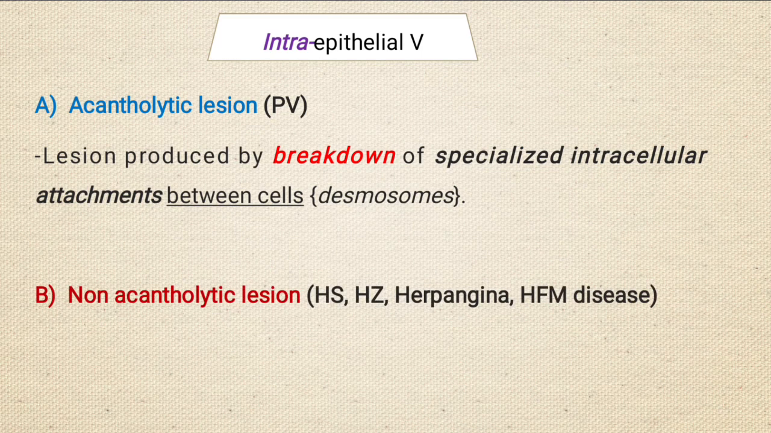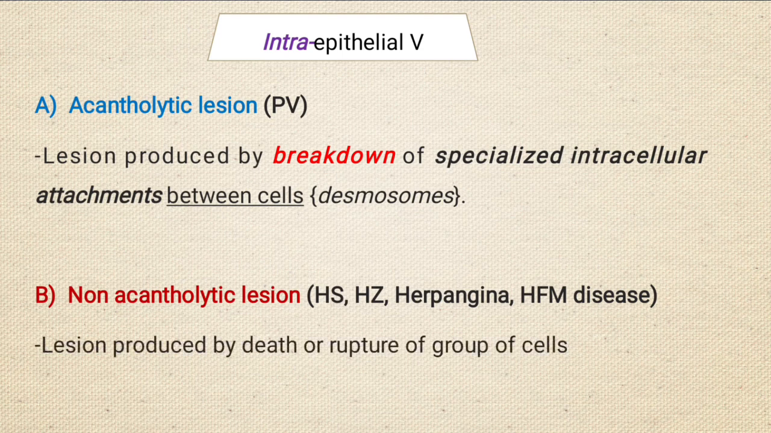We have another type of intraepithelial vesicle, which is the non-acantholytic lesion. Non-acantholytic lesions are related to viral infections. To make an infection, the virus will enter inside the cell and replicate itself, producing many virions, and those virions will attack many other cells. After finishing their replication, the cell will rupture, apoptosis will occur. So the lesion is produced by death or rupture of a group of cells.